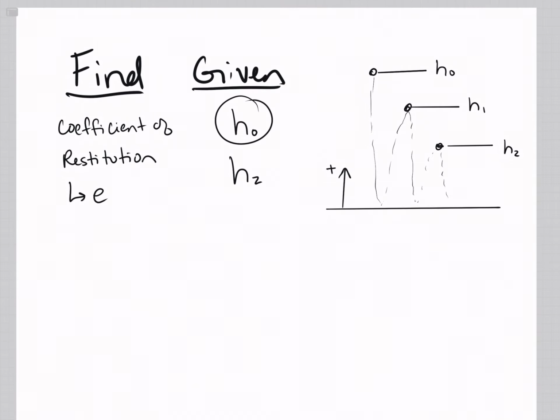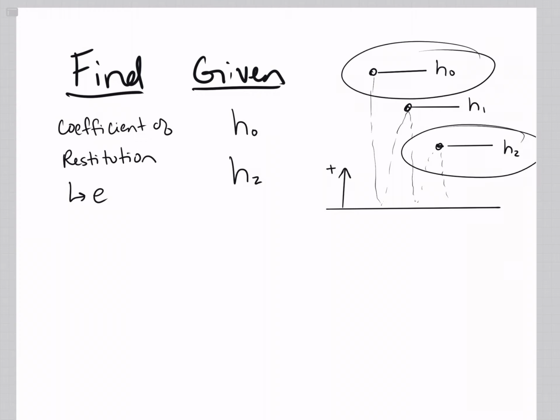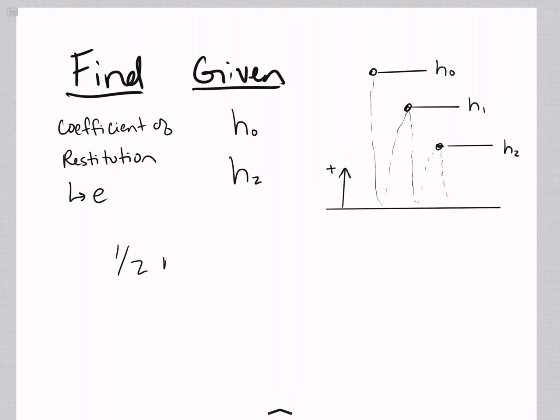For this problem, we are solving for the coefficient of restitution E, and we're given H0 and H2, which are the initial position of a steel ball and the final height of that steel ball on the second bounce. What we don't know is H1, but we can use H1 as a variable for a substitution and solve for the coefficient of restitution. So let us go ahead and do that now.